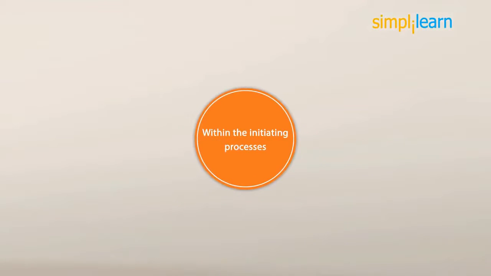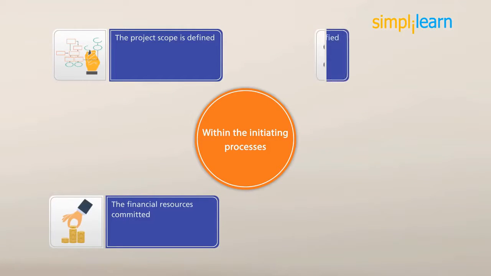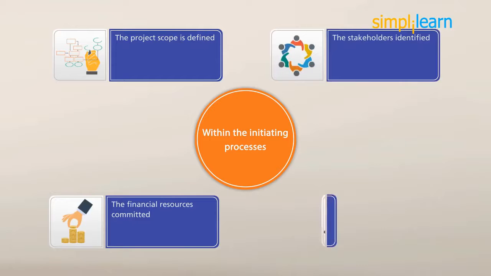During initiation, the project is conceived and authorized to proceed. Within the initiating processes, the project scope is defined, financial resources committed, stakeholders identified, and the project manager assigned. An important output from initiation is the project charter, which is an output of the develop project charter process. The key purpose of this process group is to align the stakeholders' expectations with the project's purpose and establish the vision of the project, or what the project needs to accomplish.